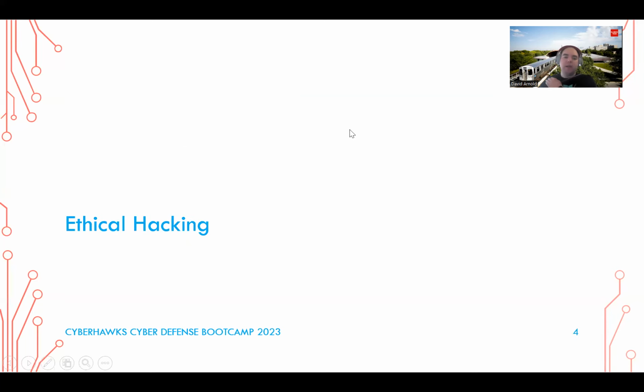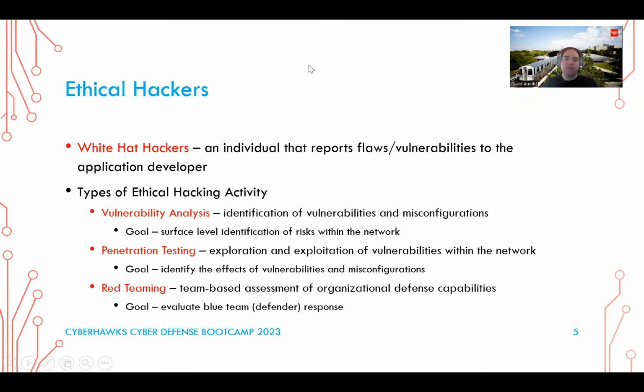All right, so I just wanted to give a general overview of what ethical hacking is. It's important to make that distinction, and there's a few different things that we can do as ethical hackers as well. So we have our white hat hackers. Hopefully that's what all of us are. They're any sort of individual that reports flaws or vulnerabilities to the developer, or in some cases, the network infrastructure manager as well.